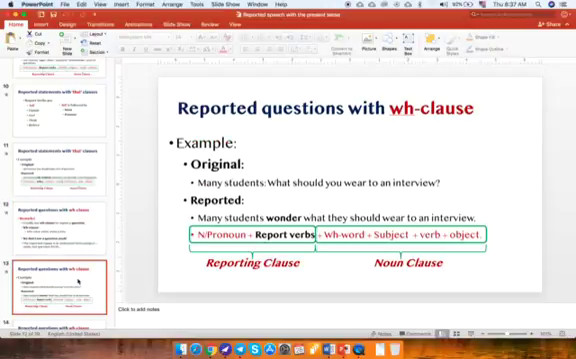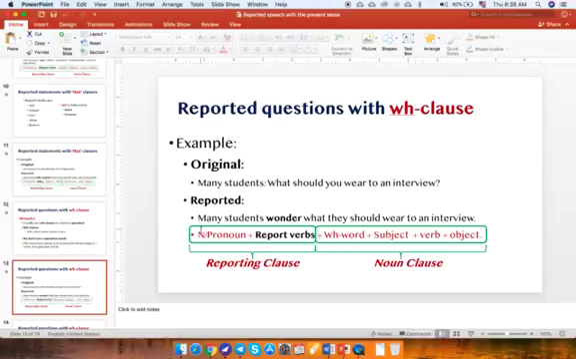And then let's see the example. What could it look like? The original sentence, many students have mentioned this: What should you wear to an interview? So if you want to make the reporting speech of these questions from the students, you have to use this way. Many students wonder, right? This is WH. Wonder what? This is the WH clause. Wonder is the reporting verb, and what is the WH clause, right? They should wear to an interview, right?